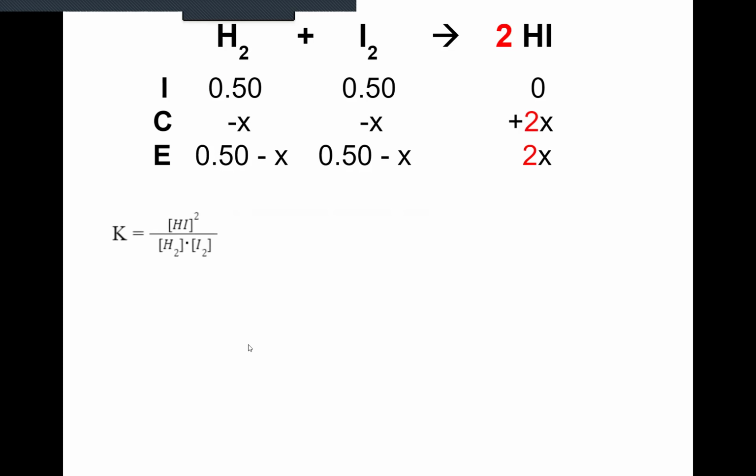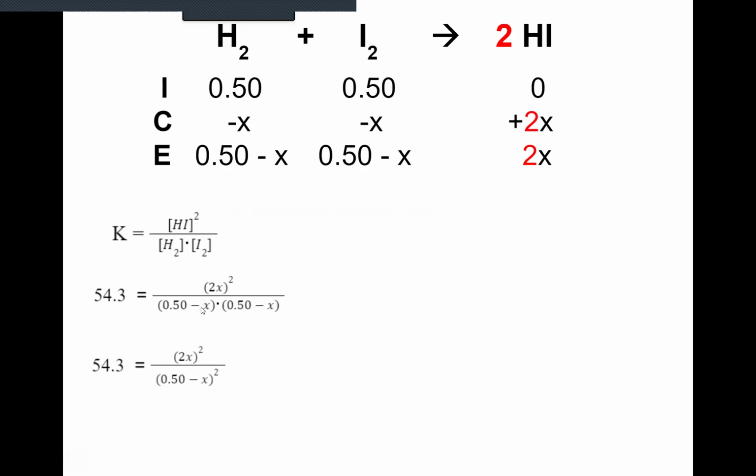Okay, the equilibrium constant, HI squared over H2 times I2. Well, we know that 2X is the concentration of HI. Let's plug that in. We know that the expression 0.5 minus X is the concentration for both H2 and I2. And we know that the numerical value for K, which was given to us, is 54.3. Okay, now there's a little bit of math here.